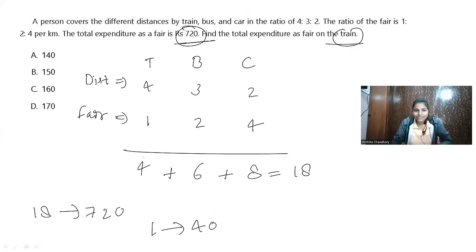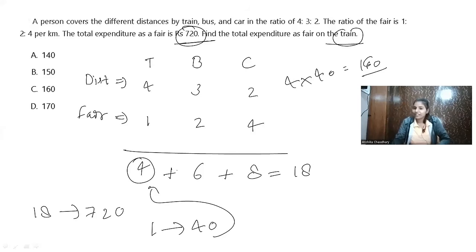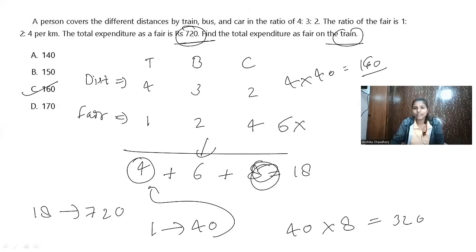So what we will do, train has fare 4, so we will multiply it, 4 into 40, that means 160 will be the train's fare and 160 will be the correct answer for this question. Now if the question is asking for car fare, we will multiply 40 by 8 because the car fare is 8 rupees, right? So it will be 320. And if it is asking for bus, we will multiply by 6 and we will get 240 as the answer, right? So let's move on to the next question.